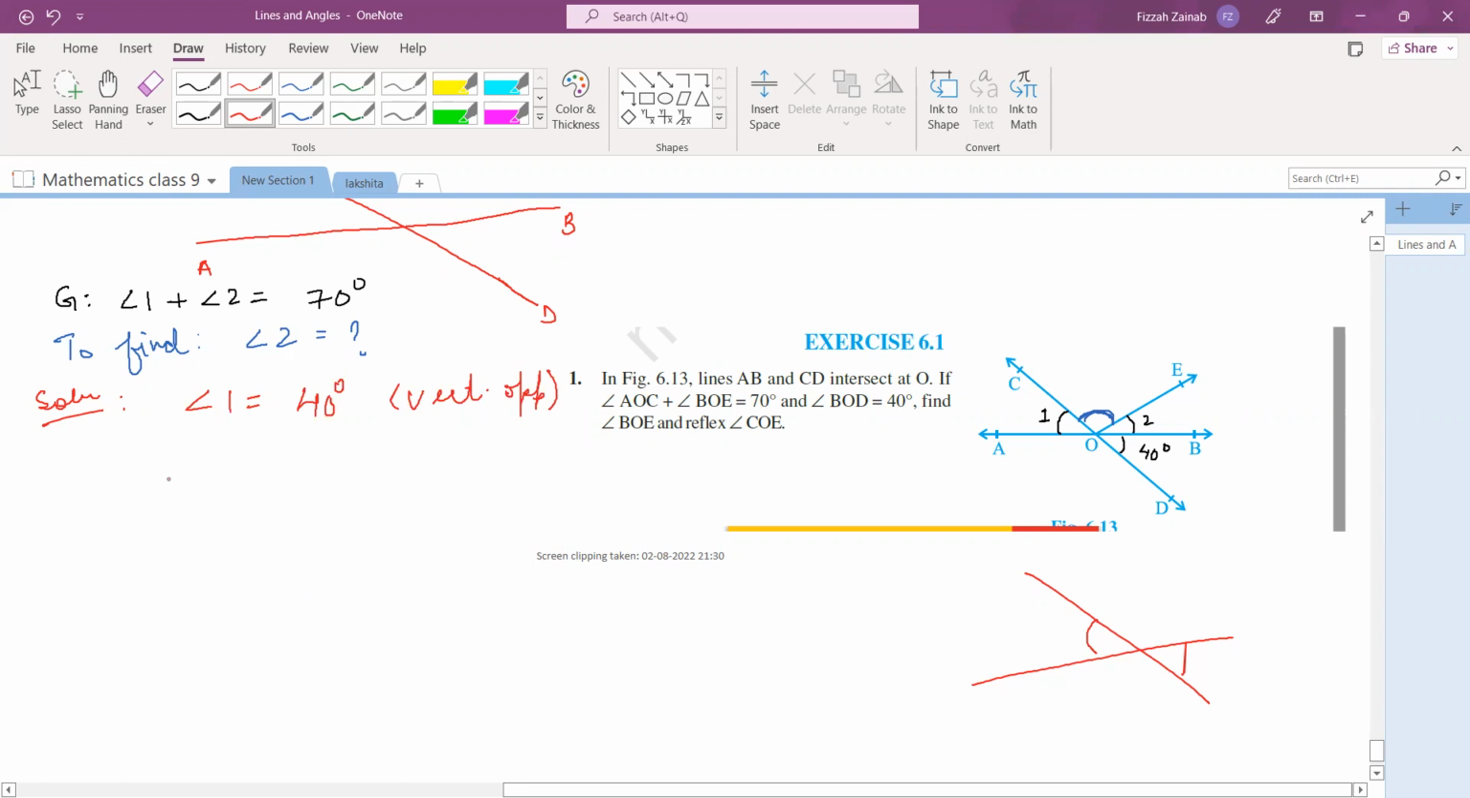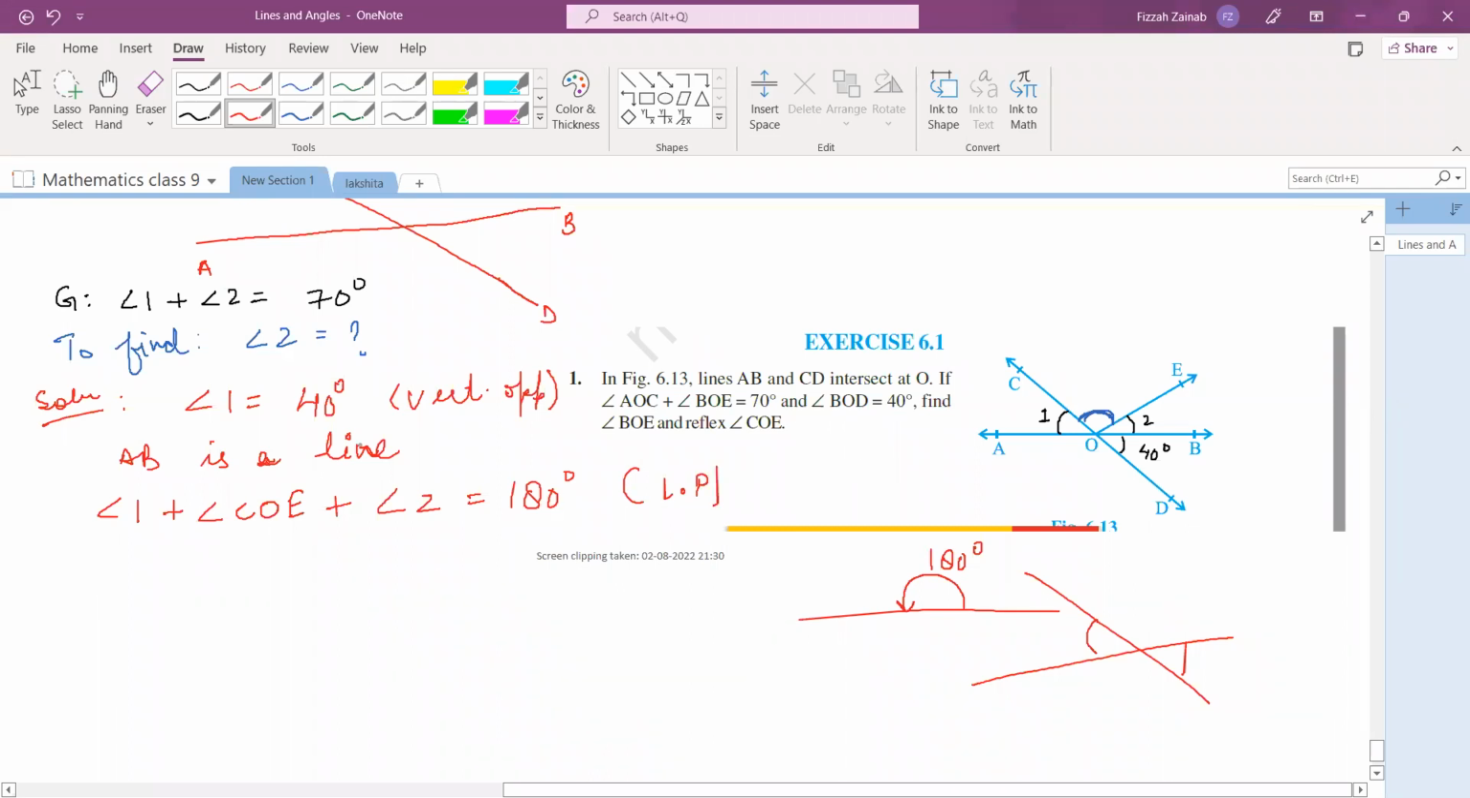Now AB is a line. That means the angles which are on AB form a complete 180 degree. Right? See, AB is a line, so the sum of all the angles here is going to be 180 degree. Clear? If it is a line, the complete angle is 180 degree, or the angles form a linear pair. So angle 1 plus angle COE plus angle 2 is equal to 180 degree. Is that okay? Because it's a linear pair.